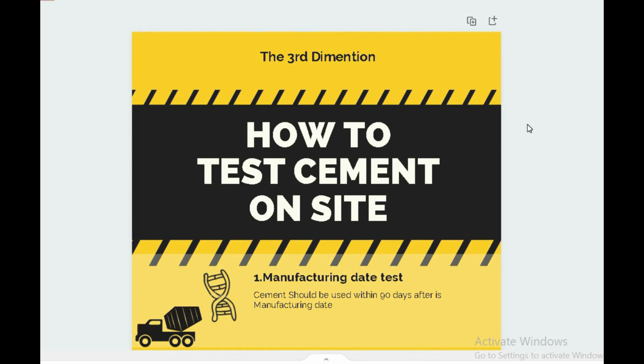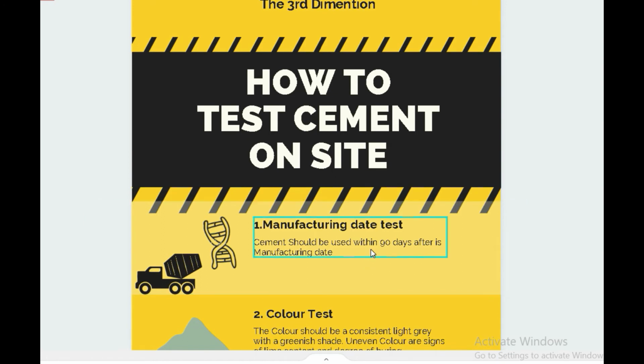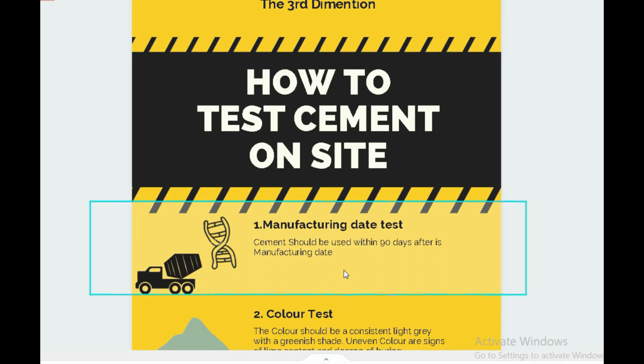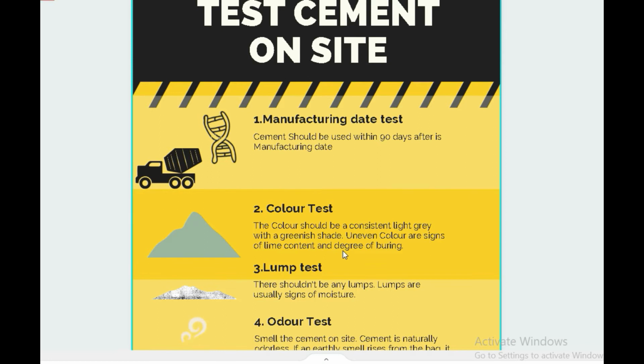So let's get started. At number one, we have the manufacturing date test. When cement is manufactured, the more time passes by, it naturally loses strength. So we have to make sure that after the manufacturing date, the cement is used within 90 days. So the first test says that the manufactured cement has to be used within 90 days after its manufacturing date. That's number one.